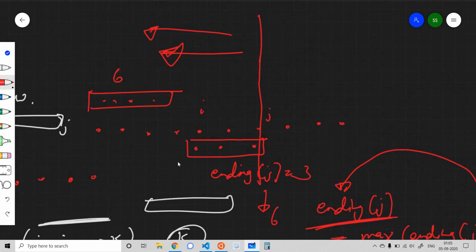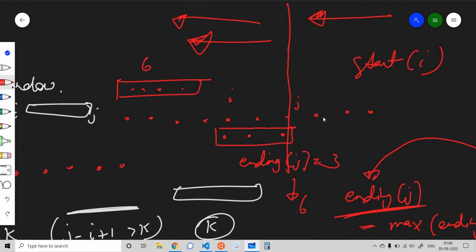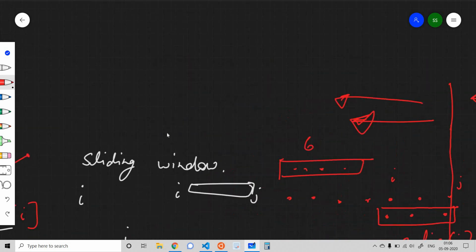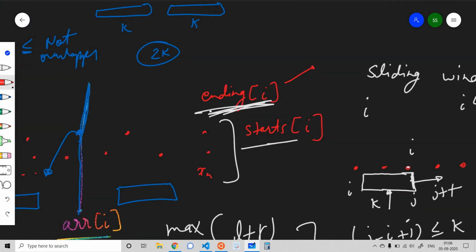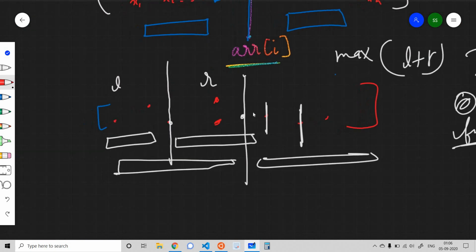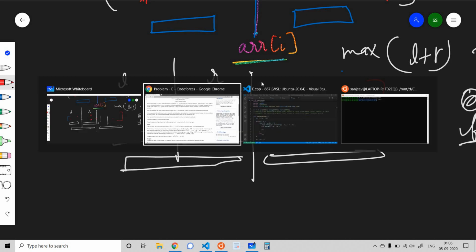Now we would be doing the same thing for the start i. In this case we would be traversing from right to left, and we will do the same process again. I will not be explaining this, it is just the other way around. Explain what start i and ending i represent. Now I hope you have understood my approach. Let's see the code now.